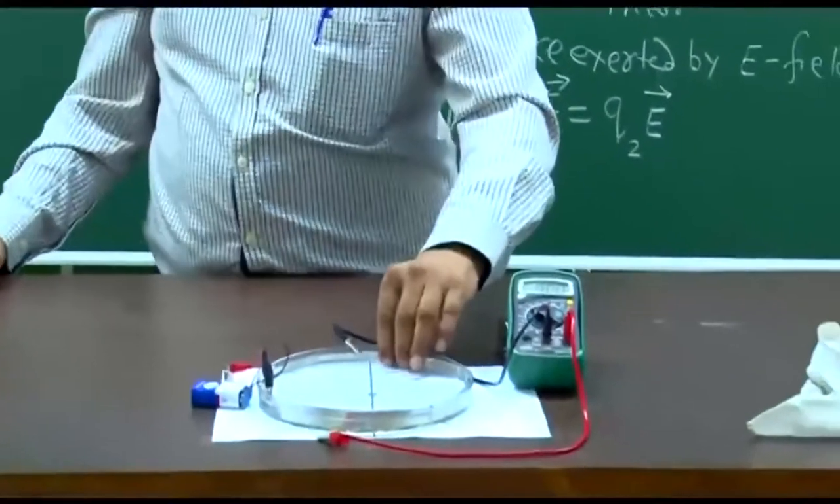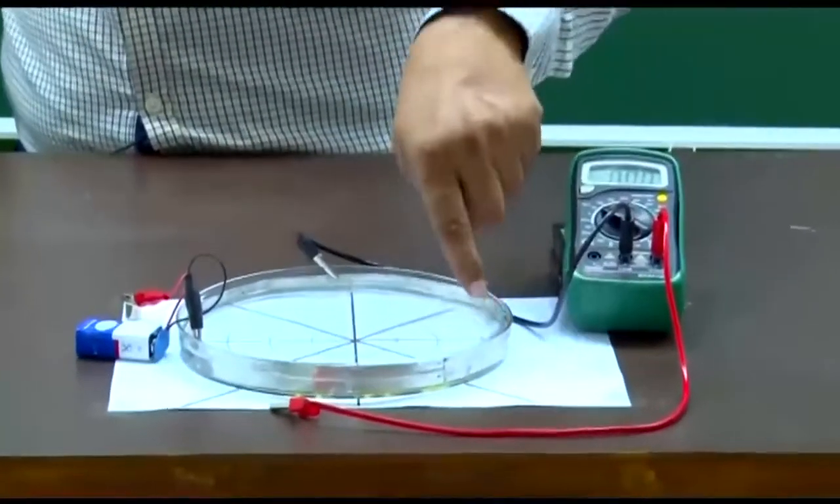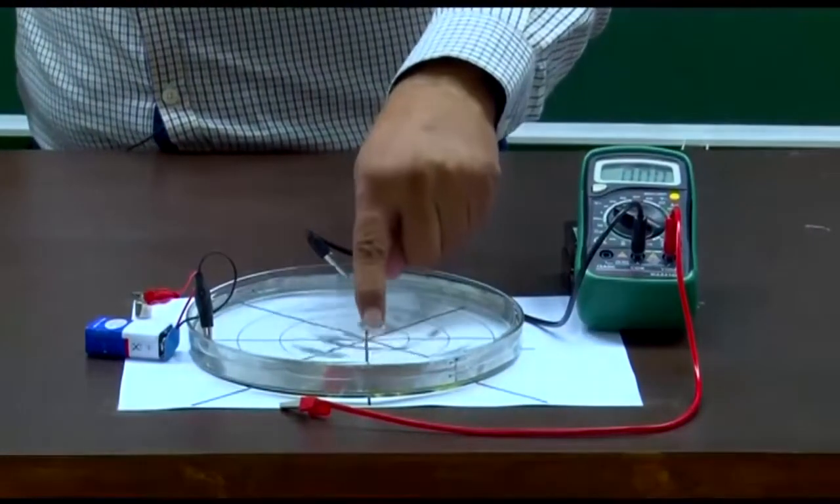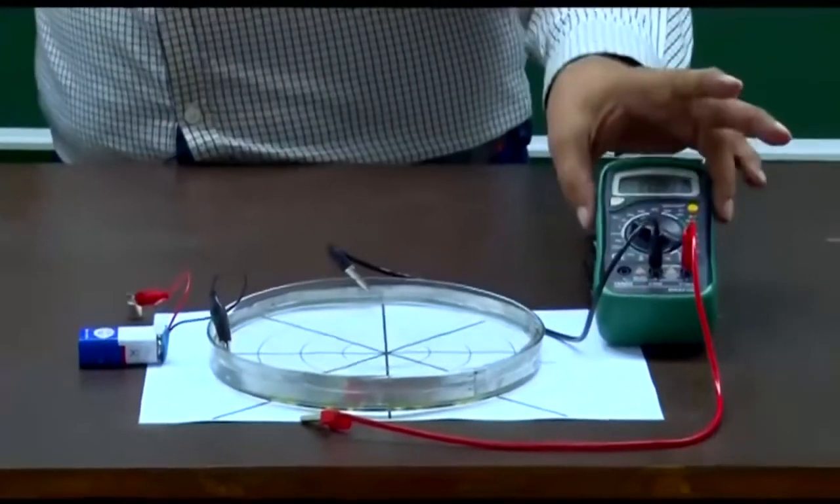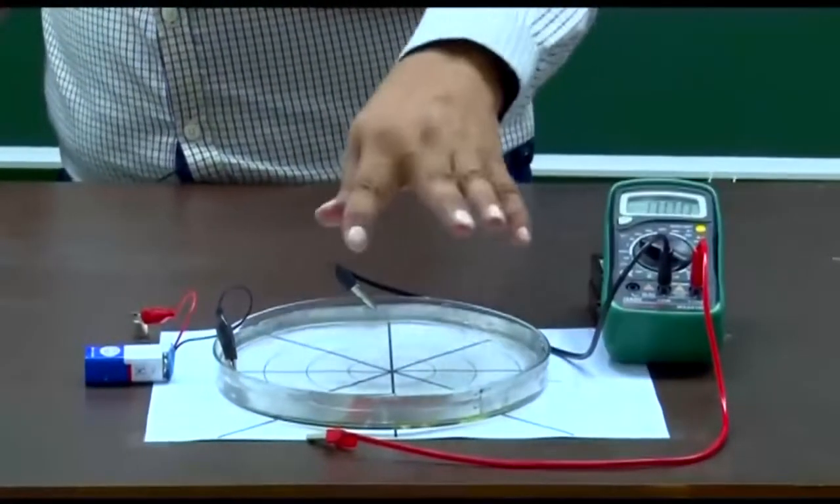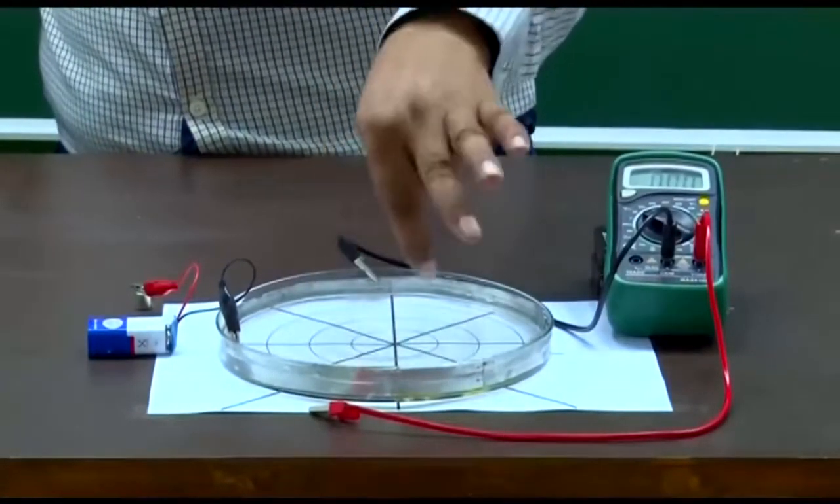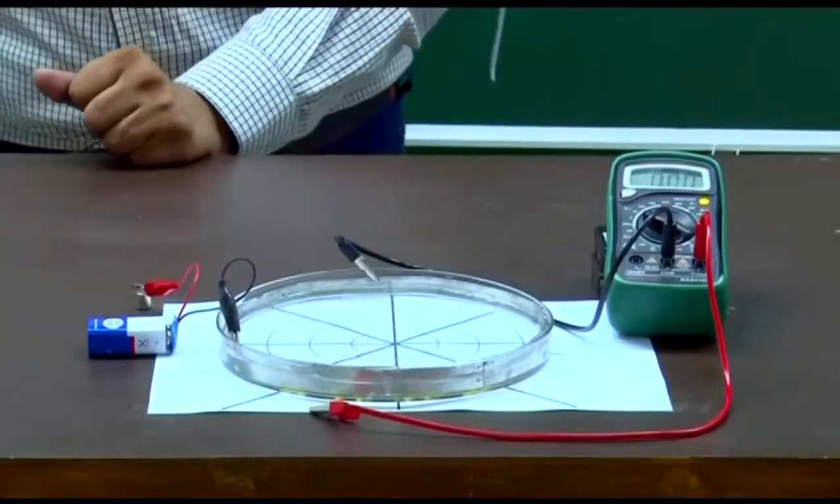We have a glass dish here in which I have put some water. And then we have a battery here, we have a multimeter here, and we would like to do something with the potentials and potential differences in this. So, let us have a closer look at this apparatus.